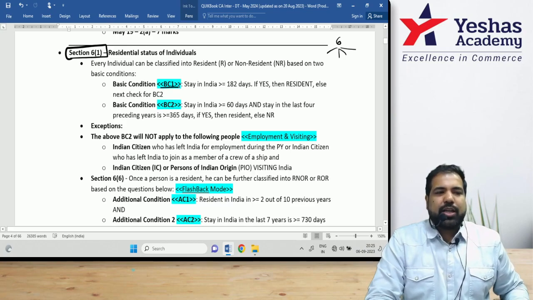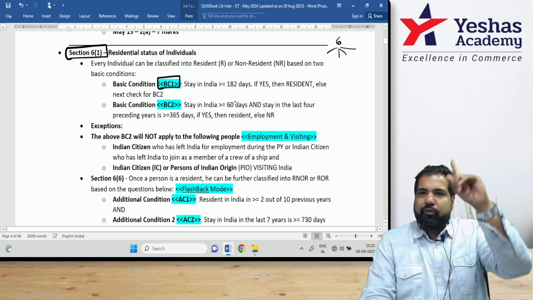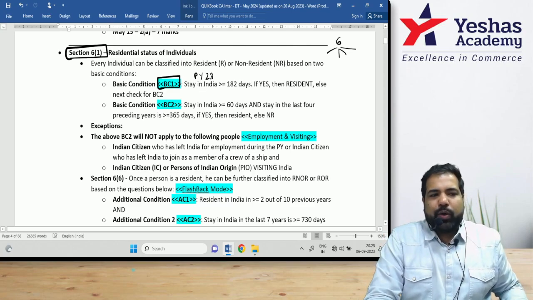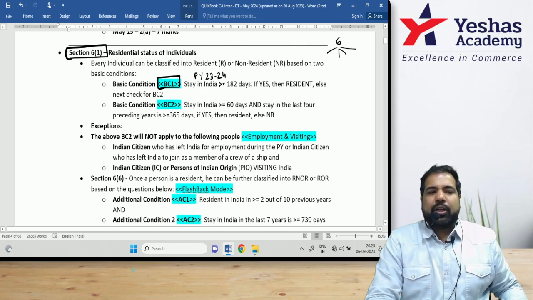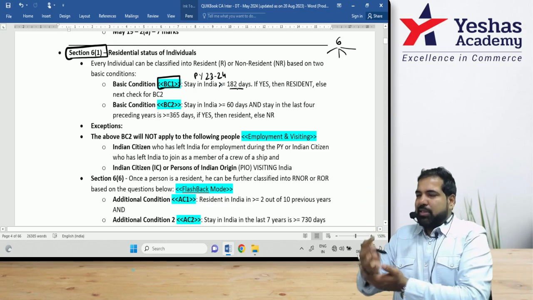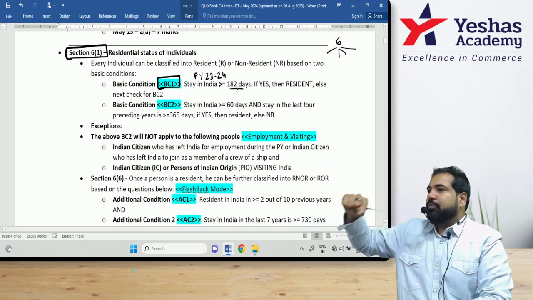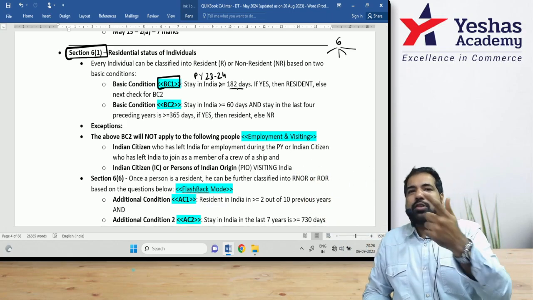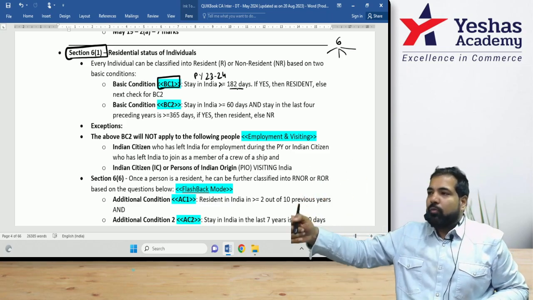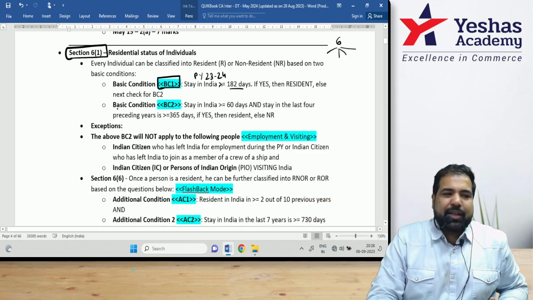The first condition checks how many years? Only 1 year. First condition, first year, which is the previous year, 23, 24. If your stay in India is greater than or equal to how many days? If your answer to this, 182, means basically 6 months, is yes, what do you become? Resident. But if your answer to this is no, guys, we don't want to give up so early, because the government wants more people to become what? Resident. So we go to basic condition 2.